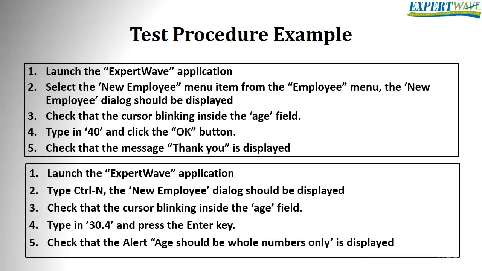You can notice more extra points here. We changed the way we do things whenever we can. For triggering the new employee menu item, in the first test procedure we tried to click on the menu, and in the second test procedure we tried the shortcut Ctrl-N. Same thing for triggering the OK button. This is how you should do things in test cases and test case procedures. Try to vary the scenario of doing the same thing.